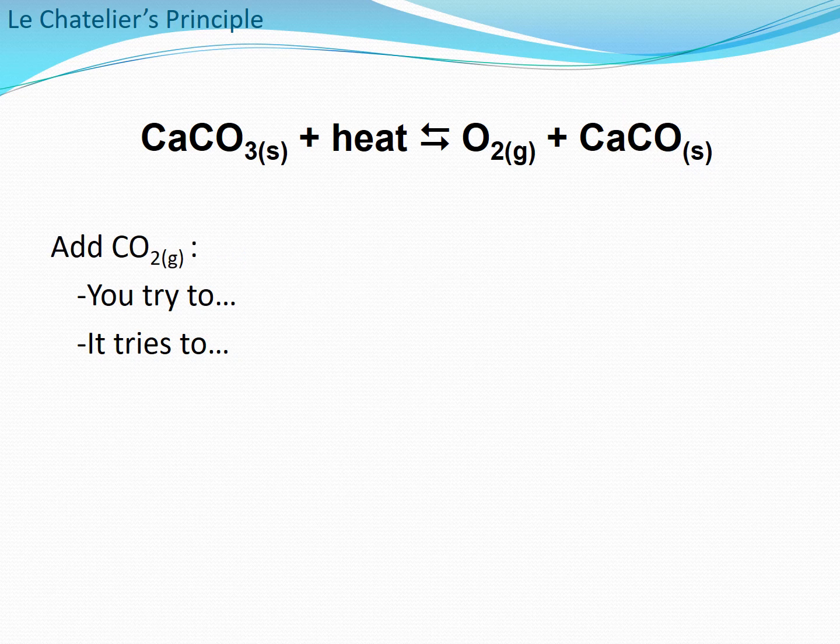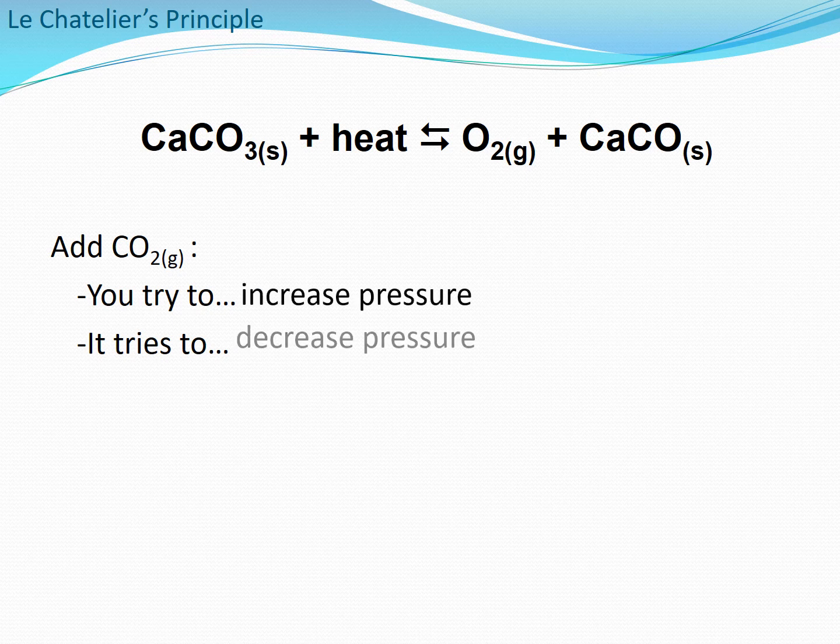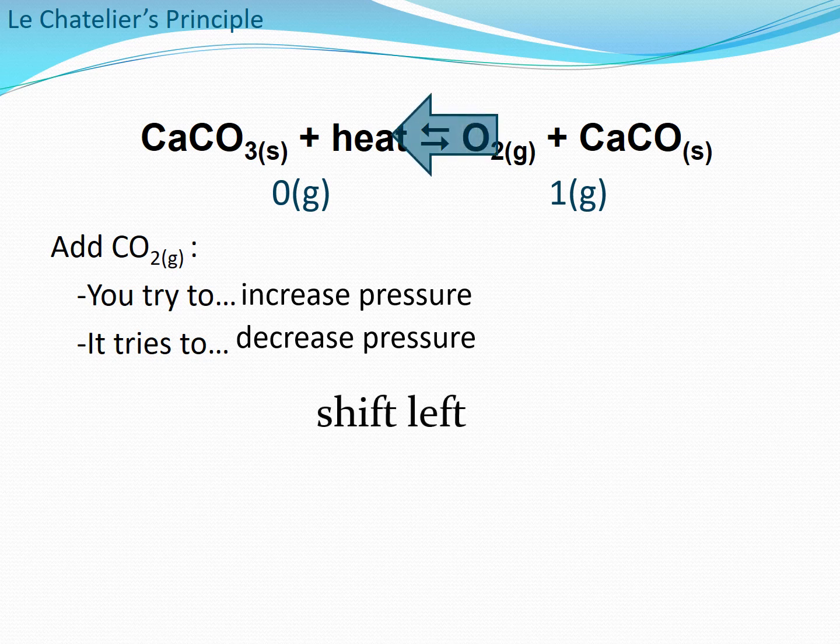You add carbon dioxide. Carbon dioxide is not in the formula. It's also not a noble gas, so that means we're trying to increase the pressure. If we try to increase pressure, the system's going to try to decrease pressure. We have no gases on the left-hand side. There's only one gas on the right-hand side. So to decrease pressure, it will shift to the side with fewer gases. So that means we're looking at a shift to the left.